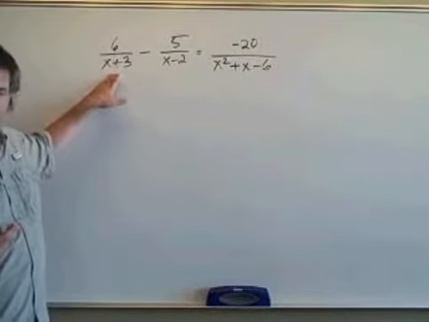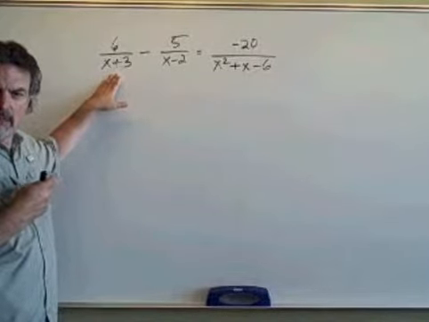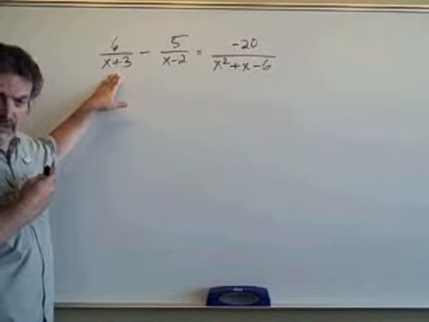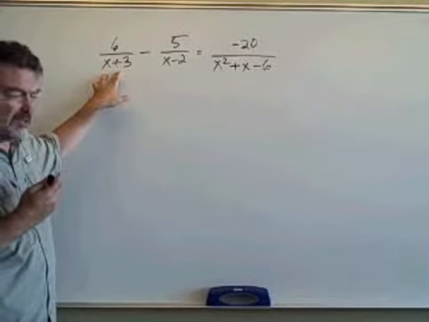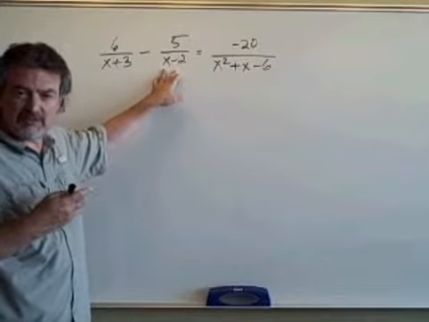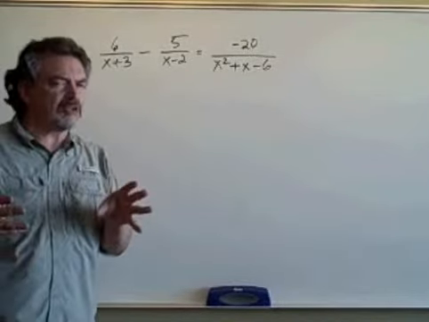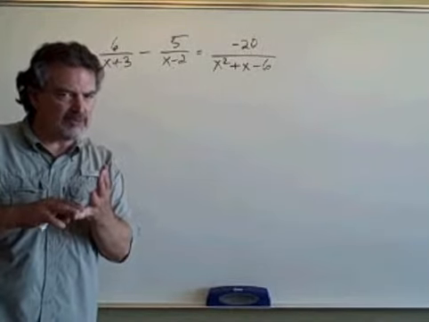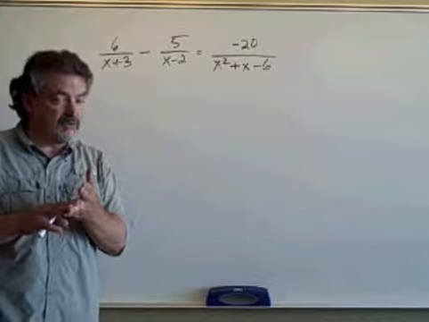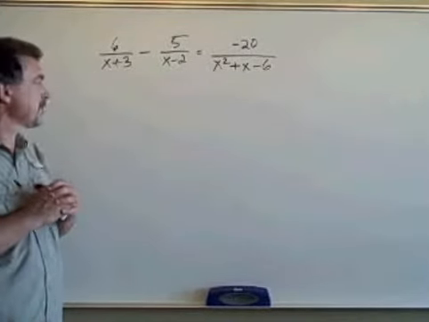What value of x, if we plugged it in here, would make this denominator become 0? Wouldn't that be negative 3? We couldn't let x be negative 3 because negative 3 plus 3 would be 0. Or we couldn't let x be positive 2 because 2 minus 2 would be 0. So when we get our solution, we better check it to make sure that the solution we found wasn't negative 3 or 2. If it was, we'd have to throw it out and say the equation had no solution.